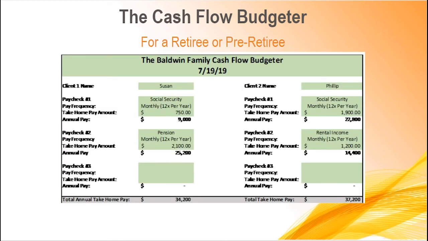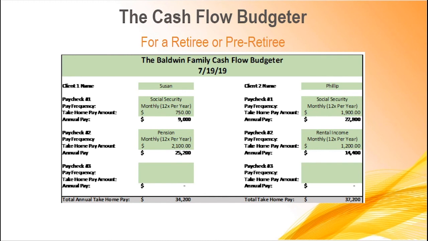This is an example of the cash flow budgeter for a retiree or a pre-retiree. So you can see now in this example, we're dealing with the Baldwin family. We have Susan and Philip. And under paycheck number 1 for both Susan and Philip, we have their Social Security check. Susan is getting $750 per month, and Philip is getting $1,900. So $9,000 for her, $22,800 for him.